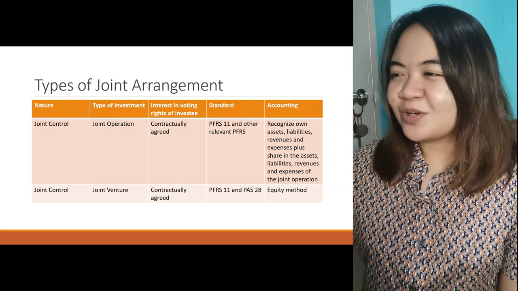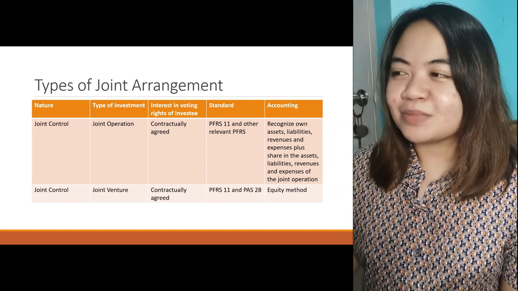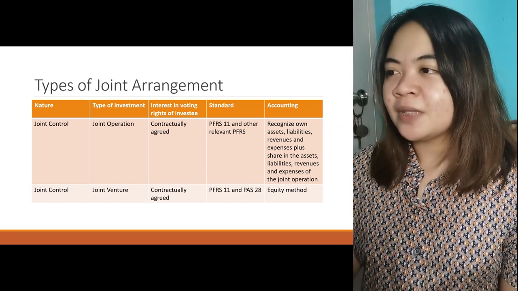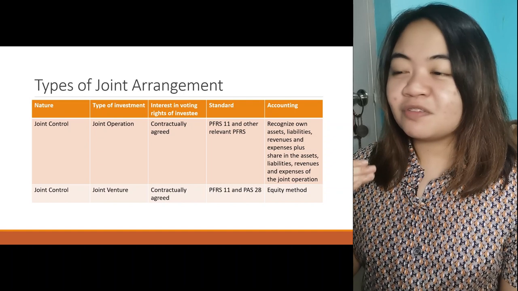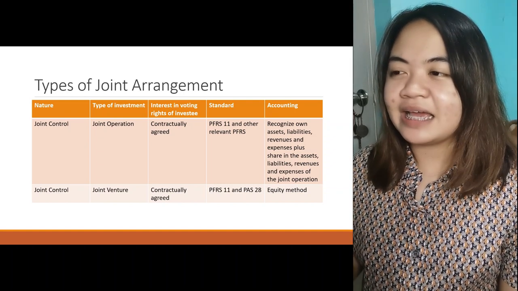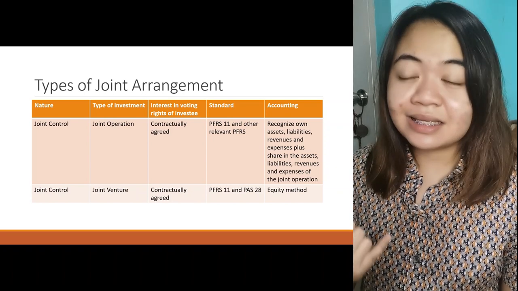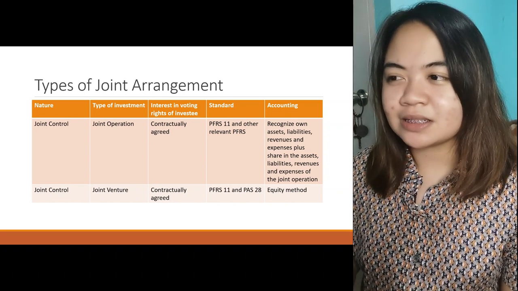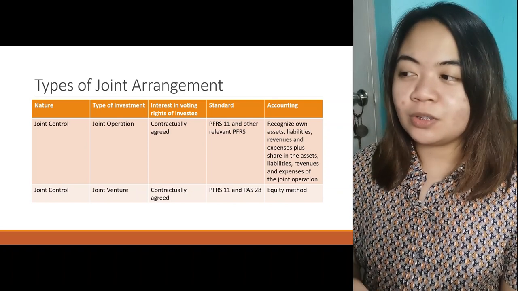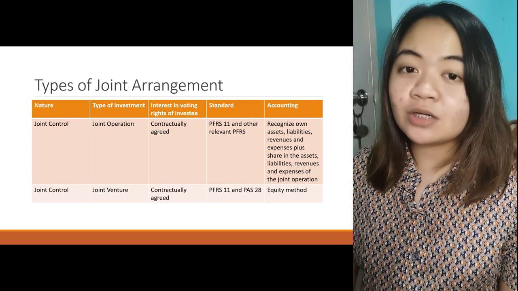Okay, merong table. So, we have the type of investment is joint operation. It's contractually agreed. So, may contractual arrangement siya. Then we have yung prevailing standard niya is PFRS 11 and other relevant PFRS. Accounting niya is recognize own assets, liabilities, revenues, and expenses plus share in the assets, liabilities, revenues, and expenses of the joint operation.